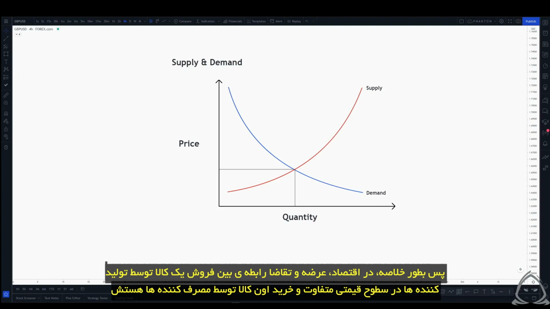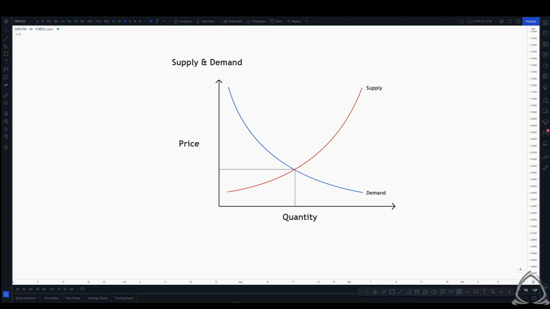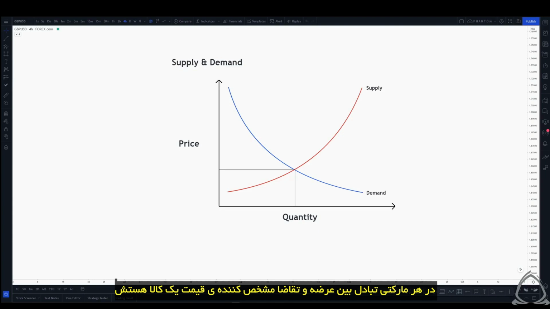So in short, supply and demand in economics is the relationship between the quantity of a commodity that producers wish to sell at various prices and the quantity that consumers wish to buy. It's the main model of price determination in economic theory, and again, it's very prevalent in our lives. The price of commodities is determined by the interaction of supply and demand within any market.